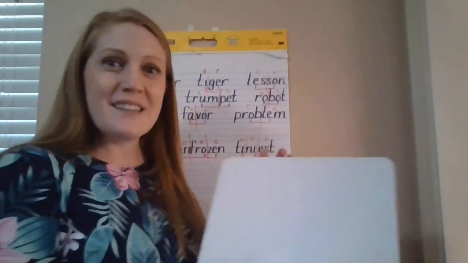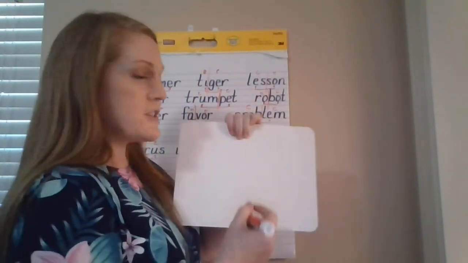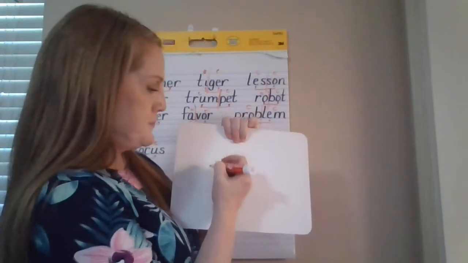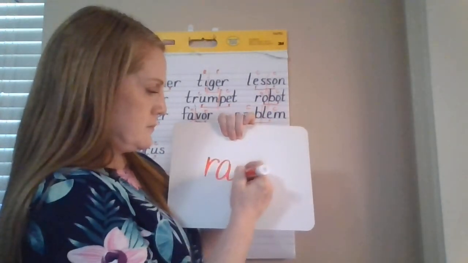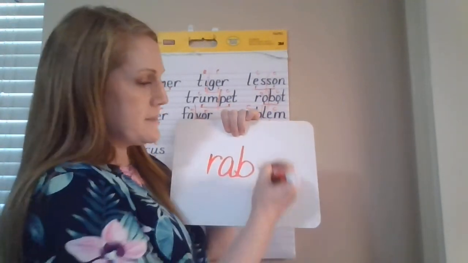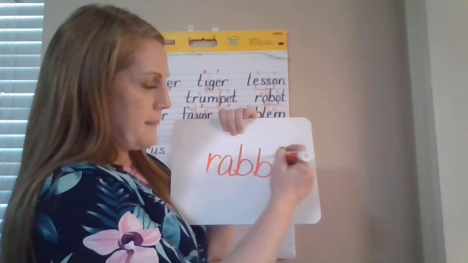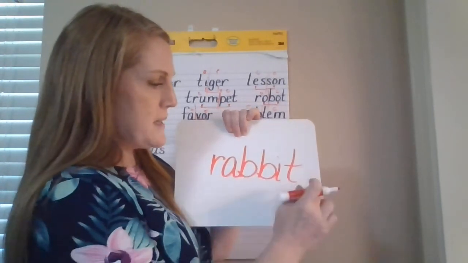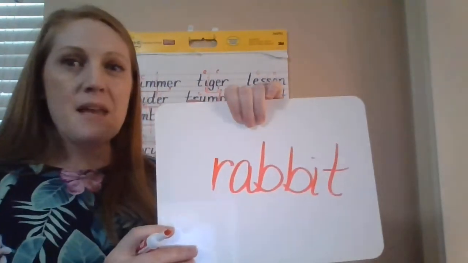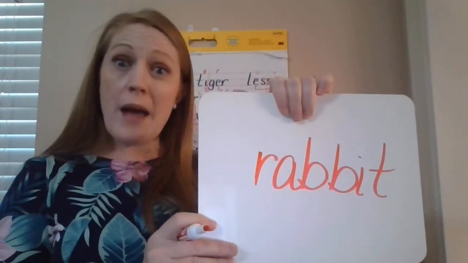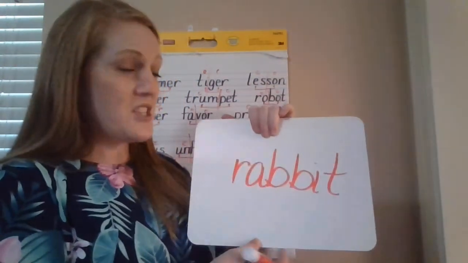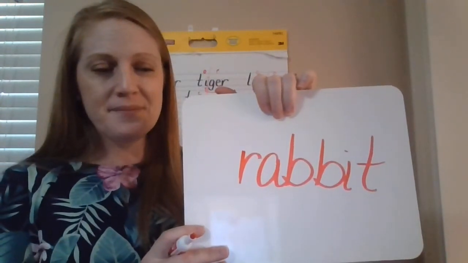Are you ready to check? Rabbit. The first syllable was rab. Bit. Rabbit. R-A-B-B-I-T spells rabbit. Check your work. Make sure it matches mine.